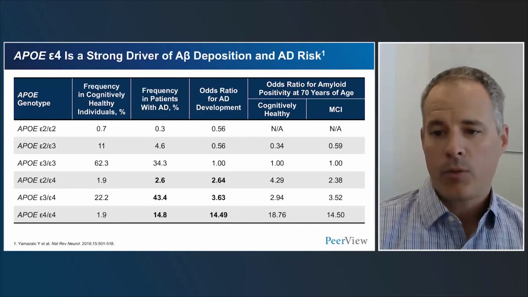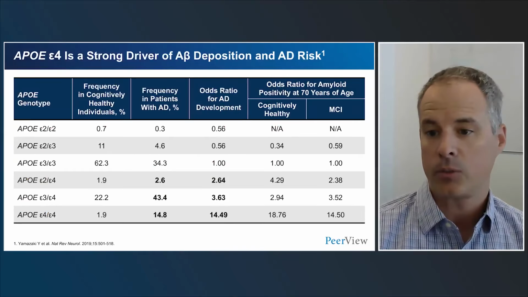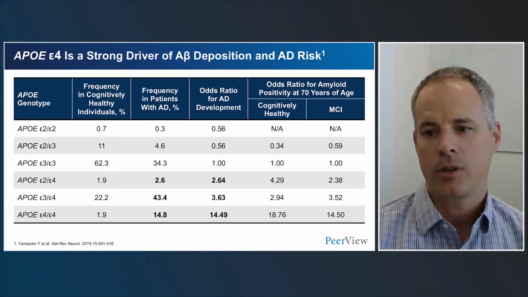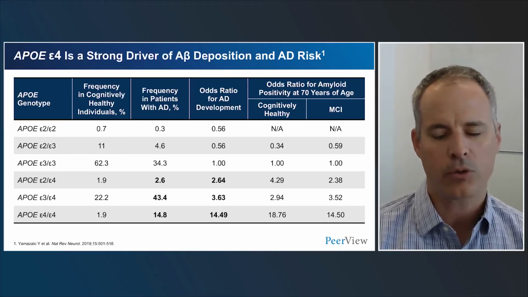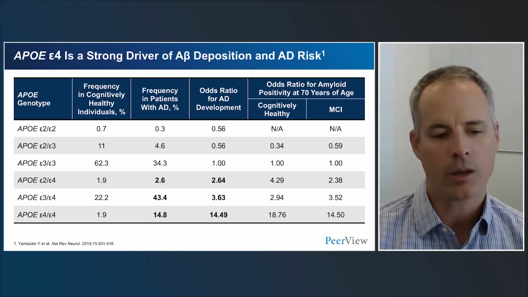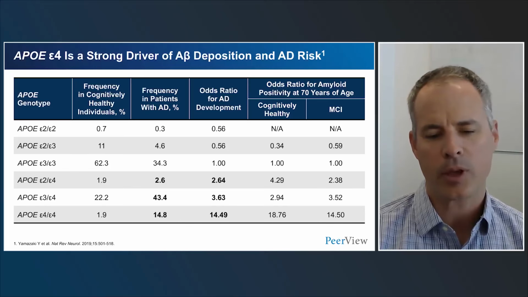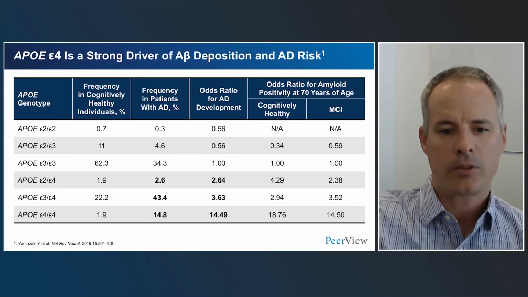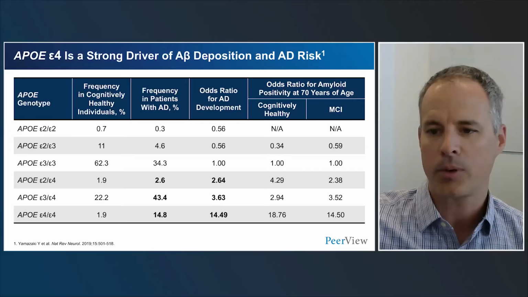So APOE4 is a strong driver of both A beta deposition and Alzheimer's disease risk for sporadic Alzheimer's disease. It's by far the largest genetic risk factor for sporadic Alzheimer's disease. As I mentioned before, of course, you have two copies of the APOE gene, one from mother and one from father. People who are APOE3/3, APOE3 homozygotes, are the most common. It's the most common genotype in the United States, and we have arbitrarily determined that in terms of risk, we're going to call that 1. That's neutral.